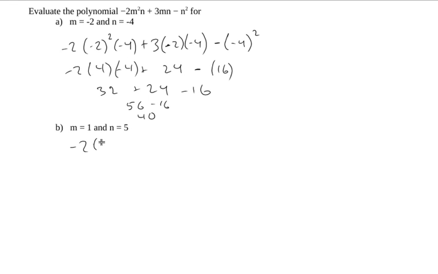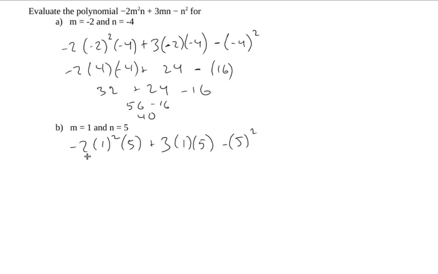If I was to say m equals 1 and n equals 5 instead, I'm just going to start over here. 1 squared times 5. So this is the negative 2m squared n. This is my m squared n. Plus 3 times m times n minus n squared.